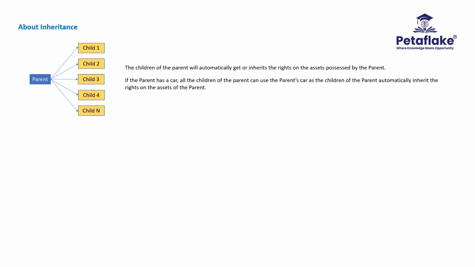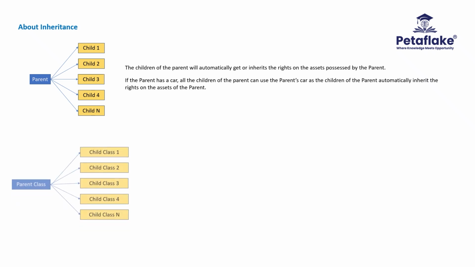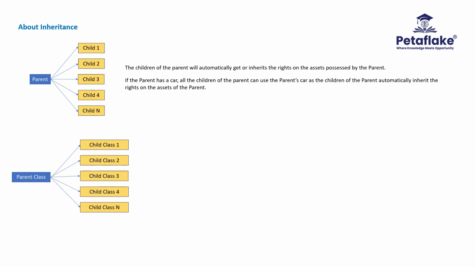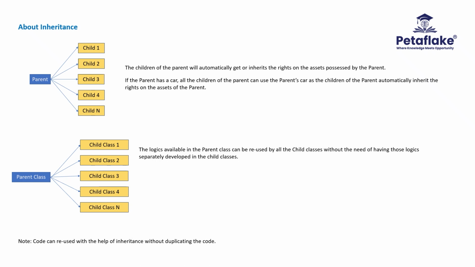We can create a class as parent and we can create multiple classes as child classes under the parent class. All the child classes created under the parent class can use all the logic developed in the parent class without the need of rewriting the entire logic again in the child class. Using the inheritance concept, if a specific functionality is already available in some class, we can reuse the existing functionality by inheriting the parent class instead of developing the functionality from scratch in the child class.